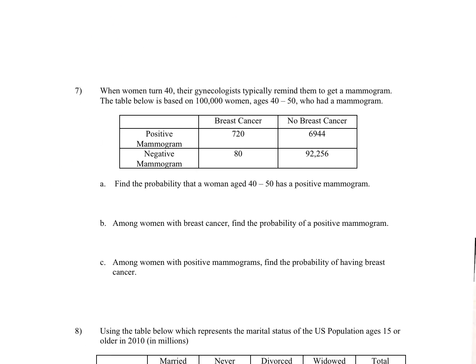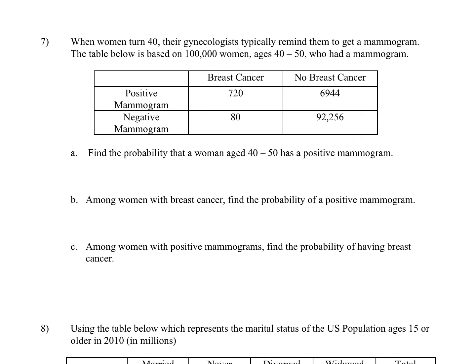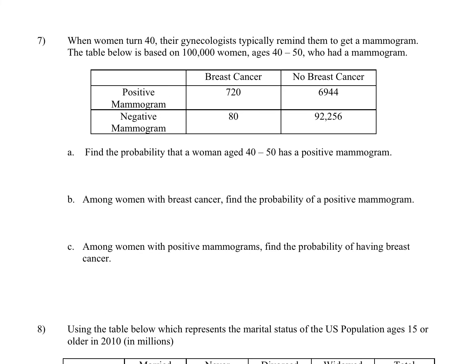So let's look at these experimental probability problems, 7, 8, and 9. I think I'll work through the first one, number 7, the multi-part, and then let you try 8 and 9 on your own. Here on number 7, they tell us that when women turn 40, gynecologists typically recommend they get a mammogram. The table shows us information based on women ages 40 to 50 who had a mammogram or not, a positive or negative mammogram, and whether or not they had breast cancer or not.